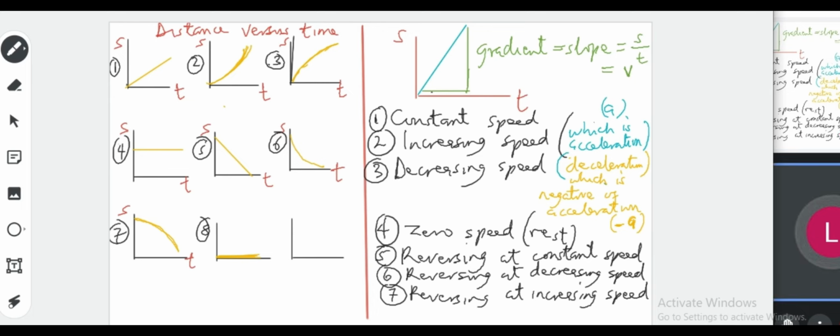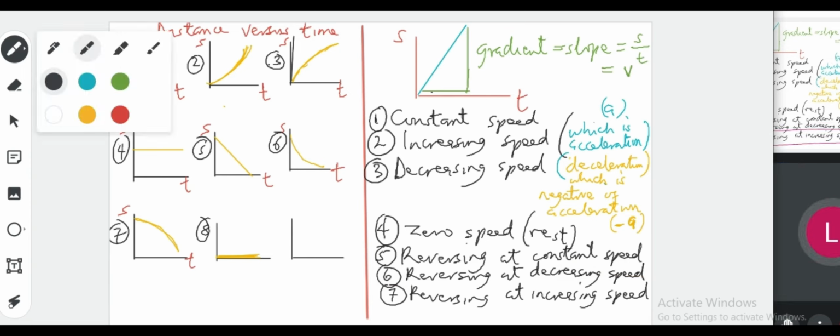I hope you know increasing speed means acceleration, right? While decreasing speed means deceleration. So for number 6, we would have said reversing and decelerating. Number 7 would be reversing and accelerating.